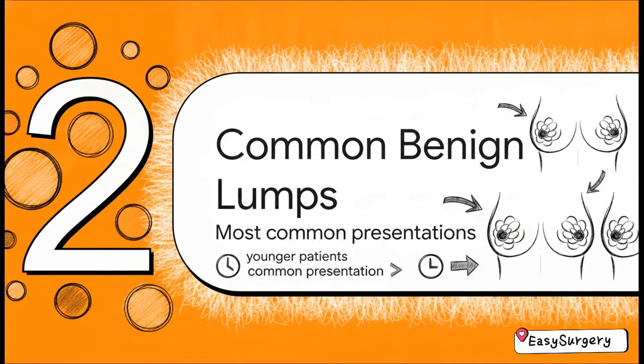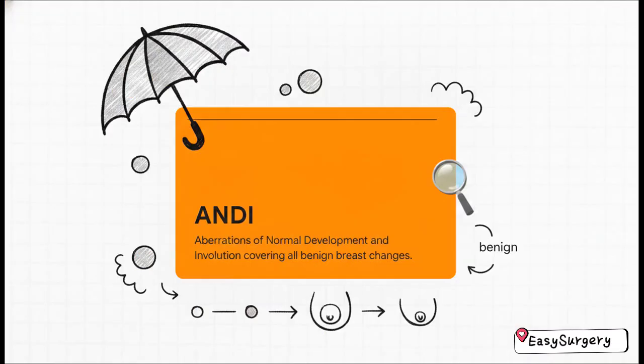Moving right along to Section 2, common benign breast lumps. These are the most common presentations we see, especially in younger patients. Before we get into specific lumps, we really need to nail down this term, A&D. It stands for aberrations of normal development and involution. Sounds super academic and complex, right? But honestly, it's just a catch-all umbrella term. It perfectly groups together all the non-cancerous, physiological changes the breast naturally goes through over an entire lifetime. Literally, from early development all the way through menopause.